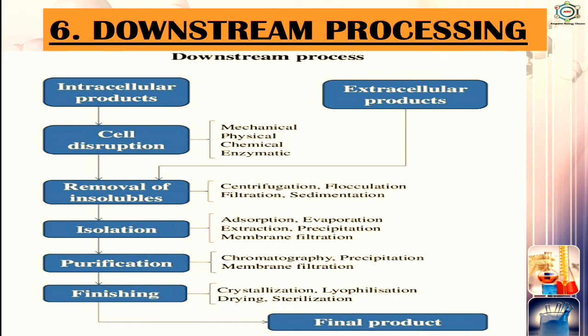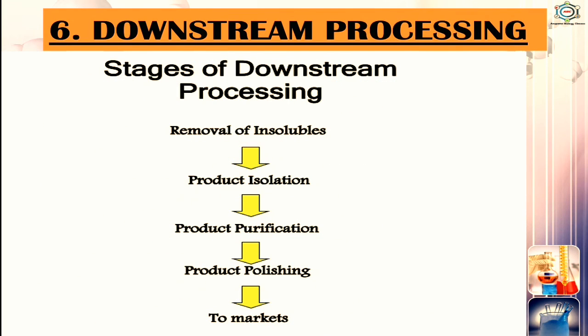So in the process of downstream processing, here you can see the intracellular products, then cell disruption occurs, then removal of the insolubles, and here the extracellular products, and then isolation, then purification, then finishing, and then the final product is obtained. So the complete stages of downstream processing are removal of insolubles, then product isolation, then product purification, then product polishing, and the last is to market.